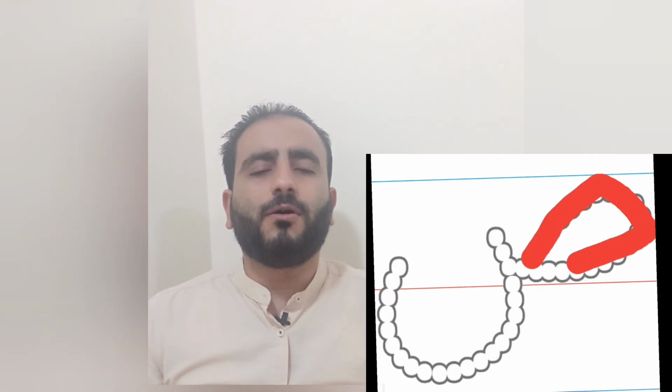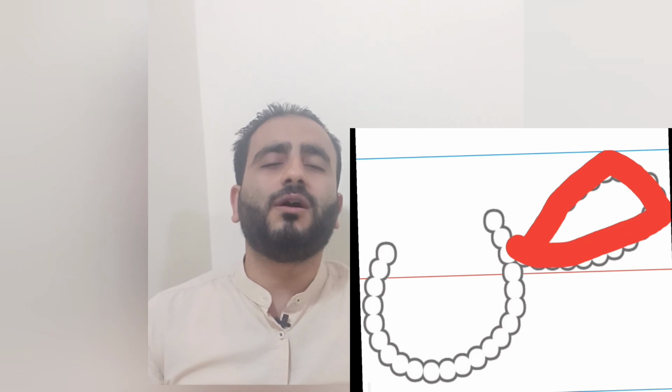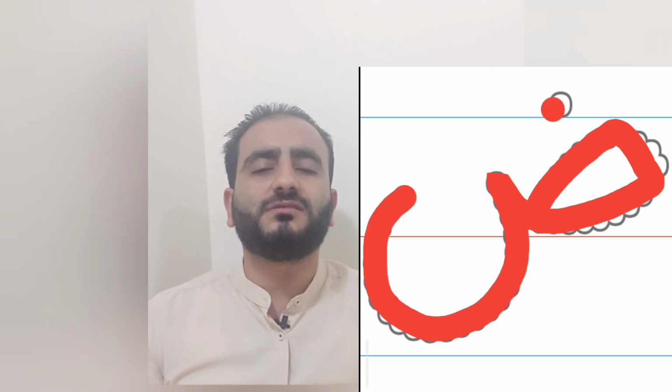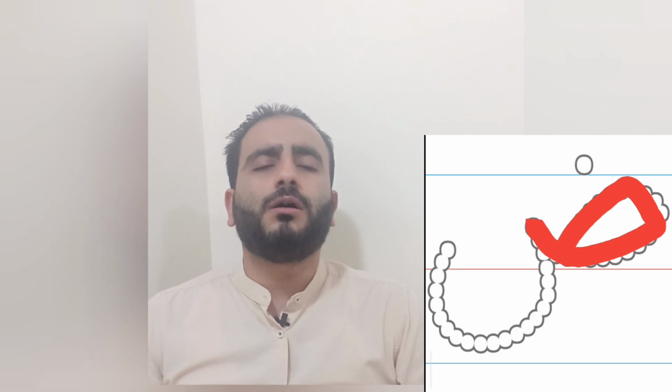And then sad, sad. Don't say sa. Sa, sin. But that one, sad. And then dod. Don't say za. No, it is da. And don't say da. Dod. And then ta. Don't say ta. No, it is ta. Ta.